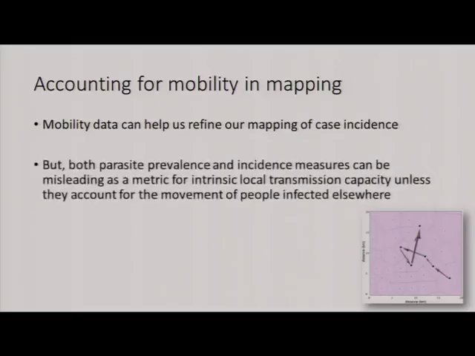The final thing I'll briefly touch on is ongoing work showing that both parasite prevalence and incidence measures at the location we're measuring them at, as a metric of intrinsic local transmission, can be misleading because people can be infected elsewhere and then come back and report to their local health facility.